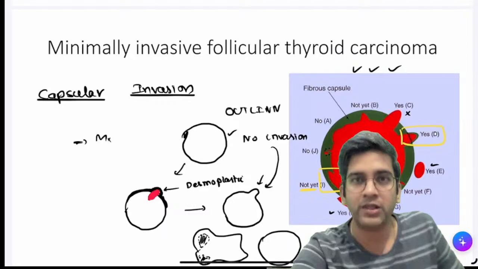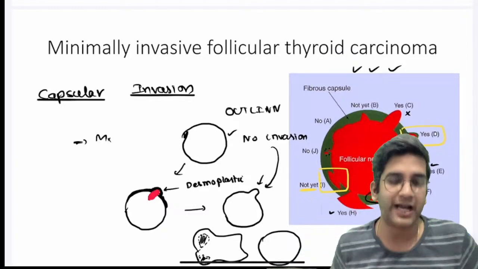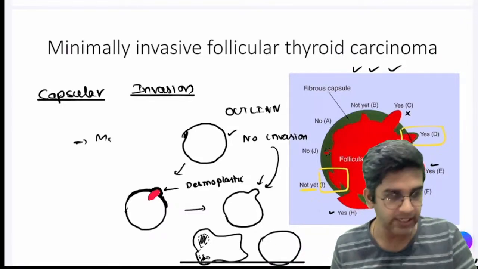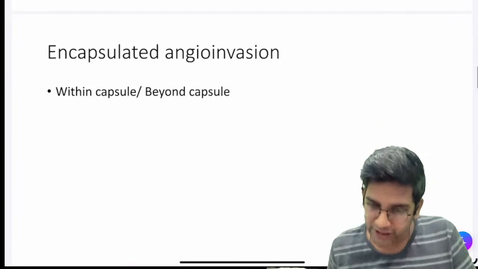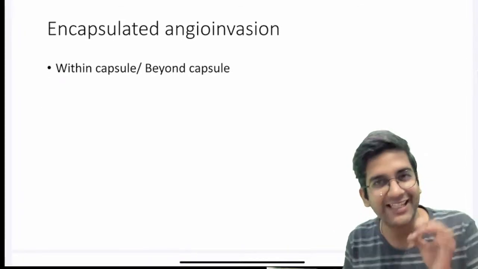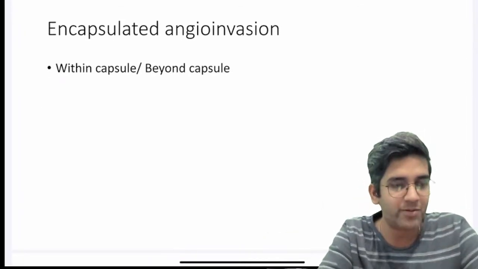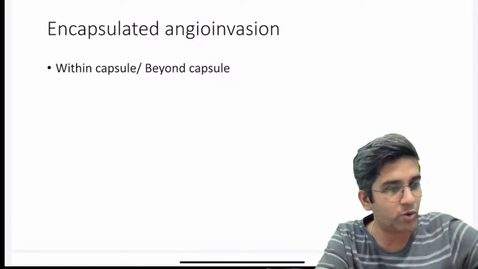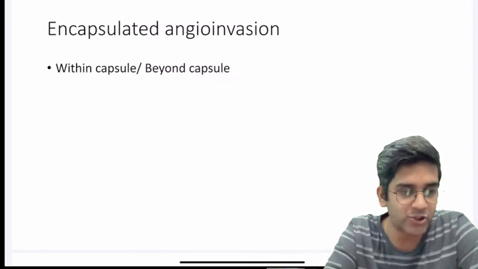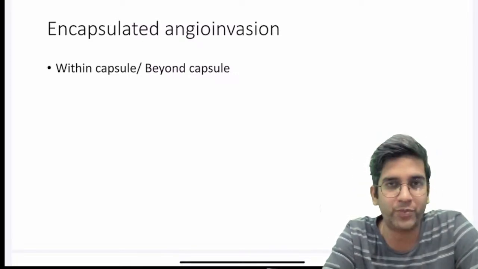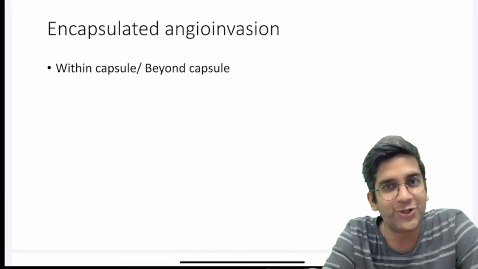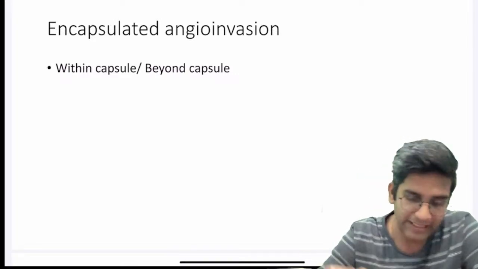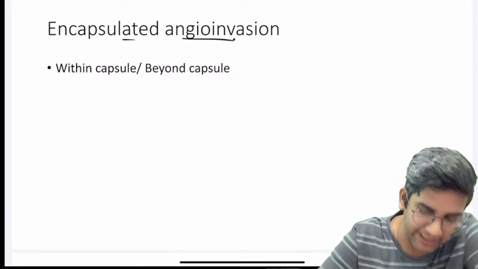Let's go to the second one, which is encapsulated angioinvasive. Fine. Perfect. Pathology is good. Pathology is easy if you know what to look for. The problem is it's very vast, and you're not knowing what to look for. That's the issue, right? Let's go to encapsulated angioinvasion. For this, I need to know what angioinvasion means. That becomes a bit of a difficult task.